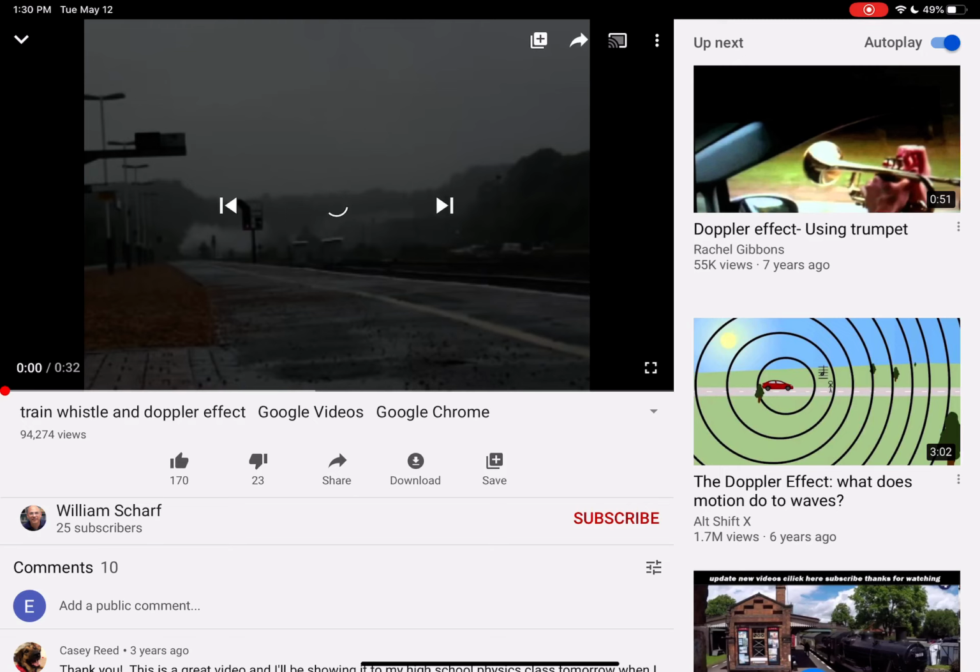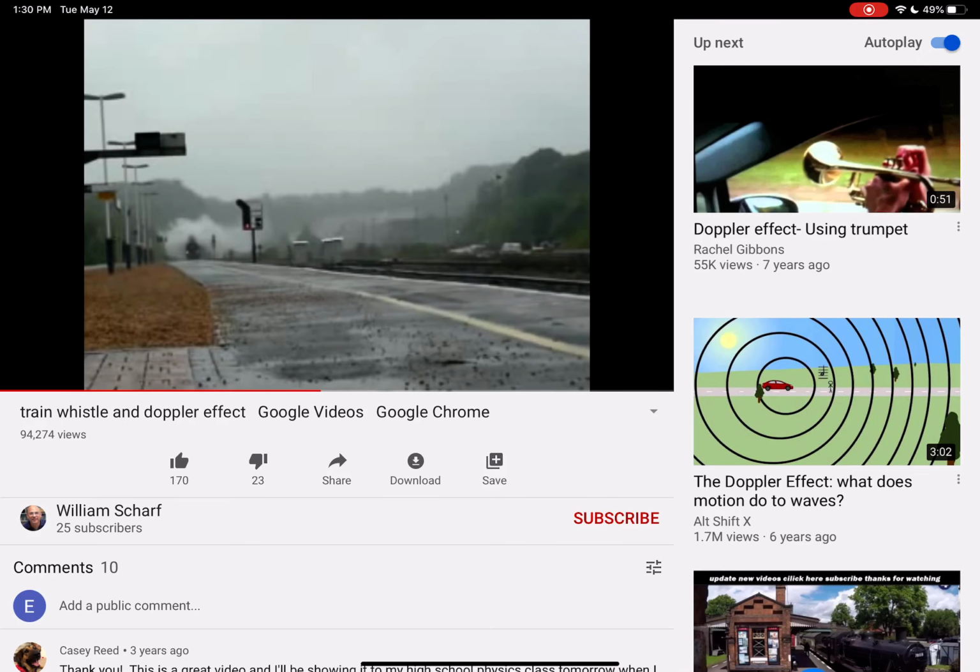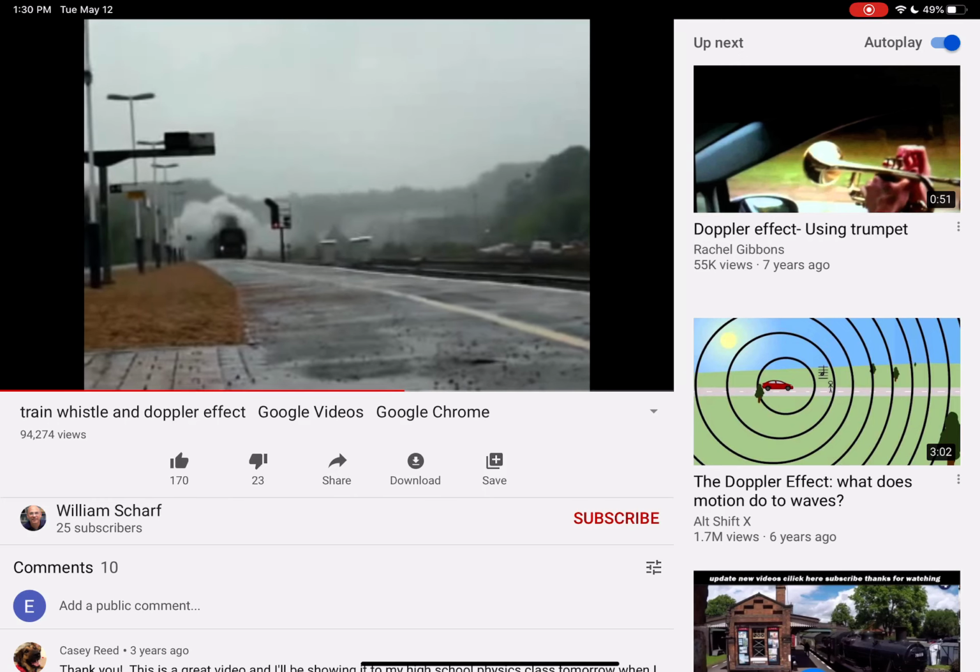Okay. Away from the edge of platform 2. Okay, we have our train approaching. I want you to listen to the train whistle as the train goes by.